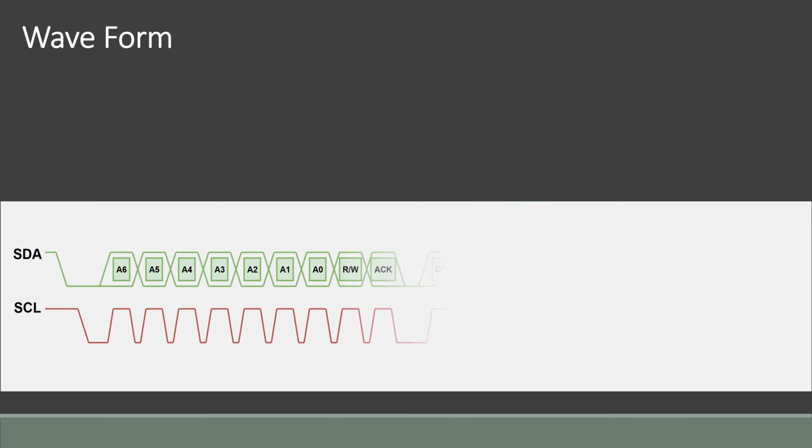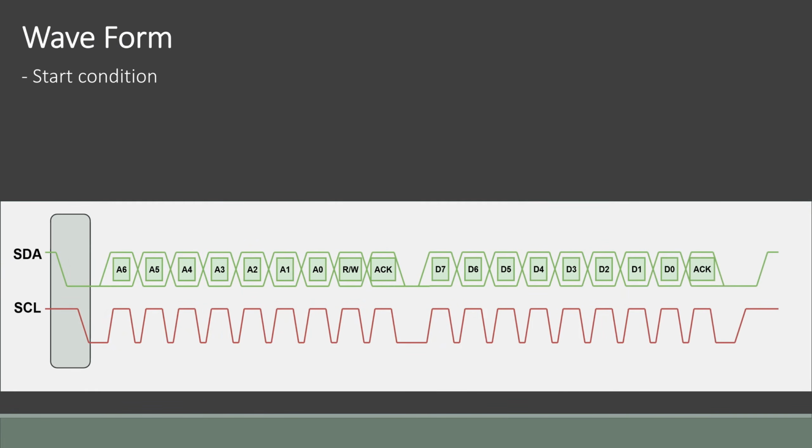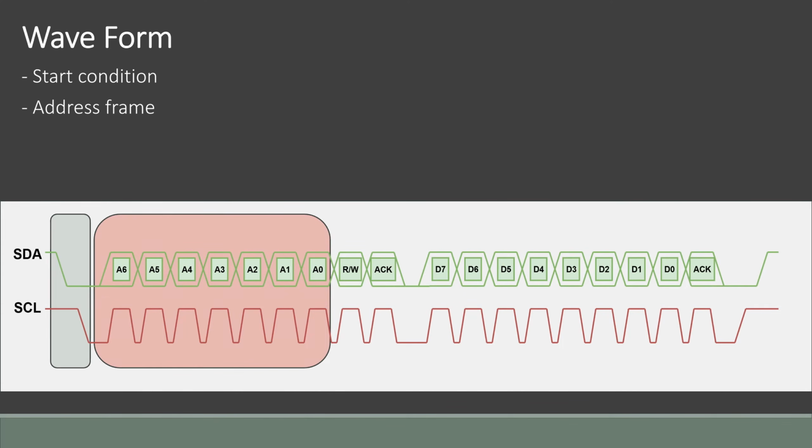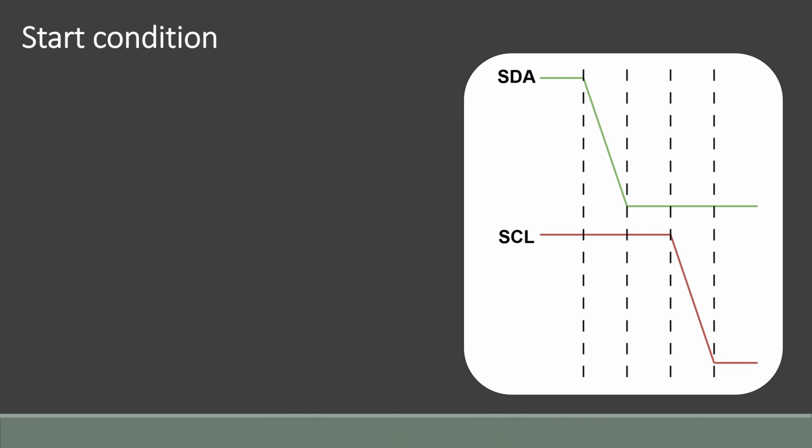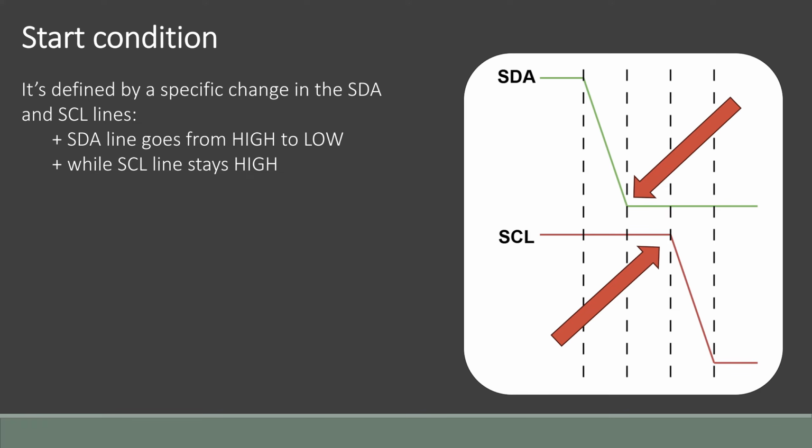Below is a basic transmission frame of I2C communication. It includes start condition, address byte, read-write bit, ACK/NACK bit, data bytes, multiple data bytes, and stop condition. First is the start condition, the first signal on the I2C bus. It's defined by SDA going from high to low while SCL stays high. This alerts all slaves to listen for an address byte.